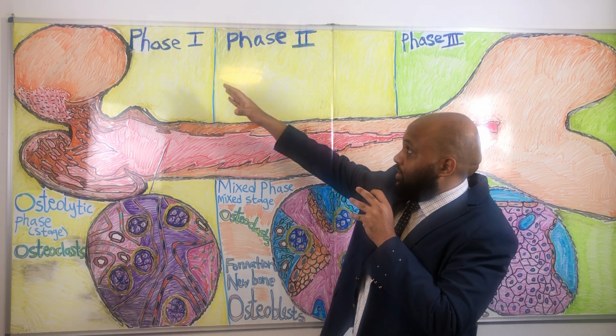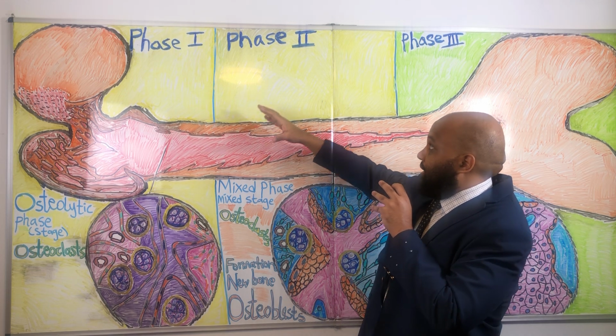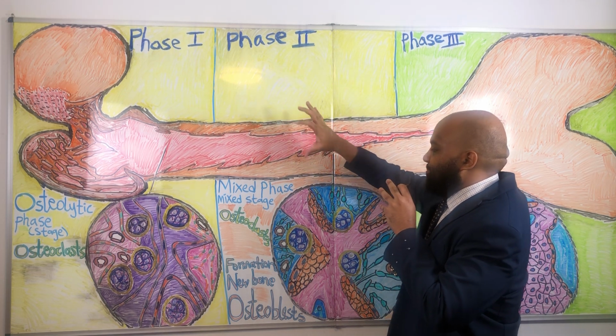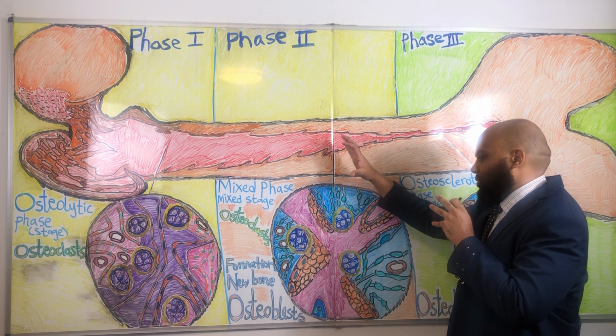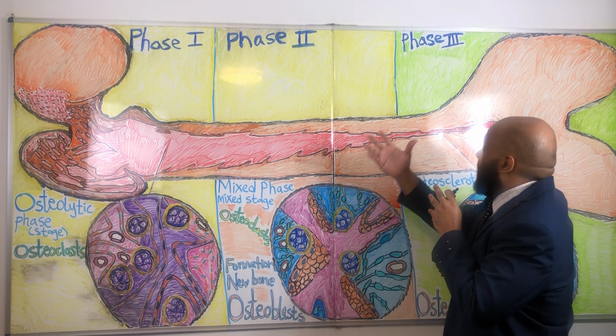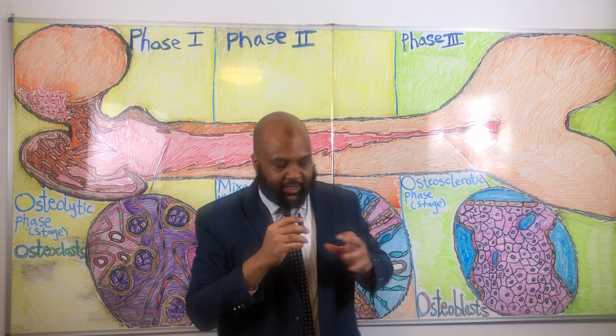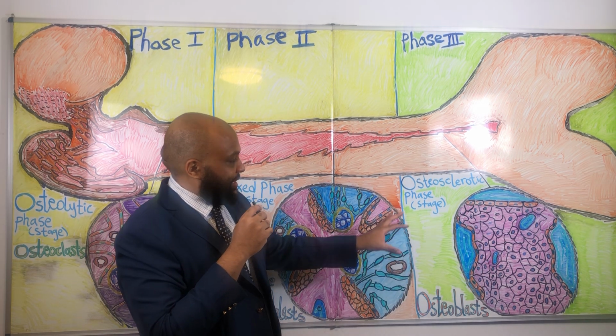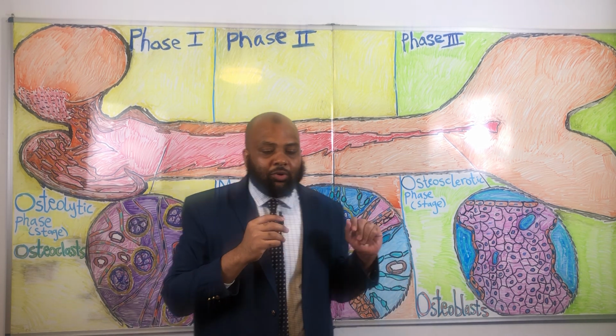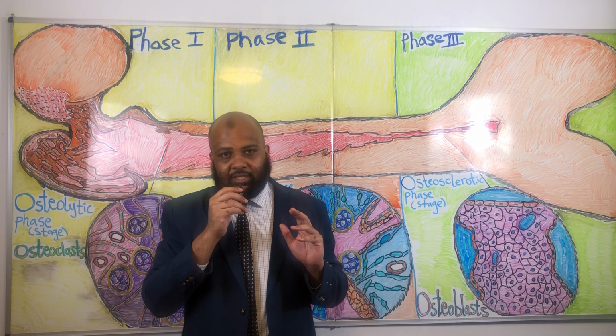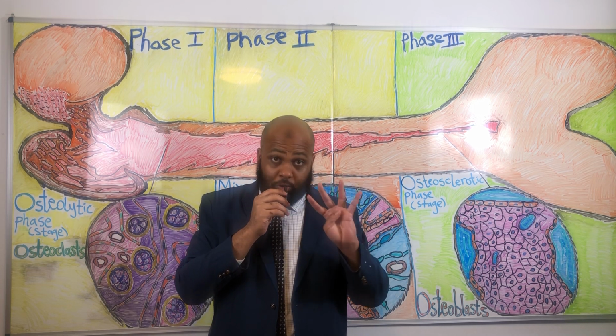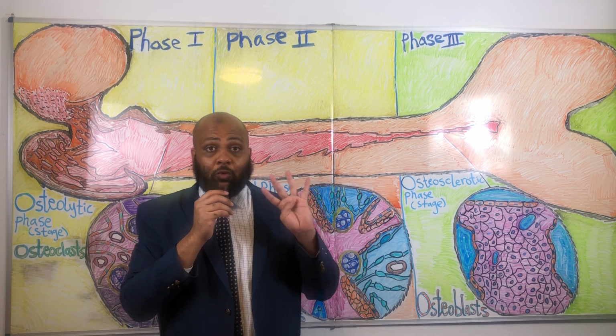we see here. There's phase one, known as the osteolytic phase, and phase two is a mixed phase between osteoclast and osteoblast, and the last phase is known as the osteosclerotic phase. Some books divide Paget's disease of the bone into four rather than three phases, four phases.